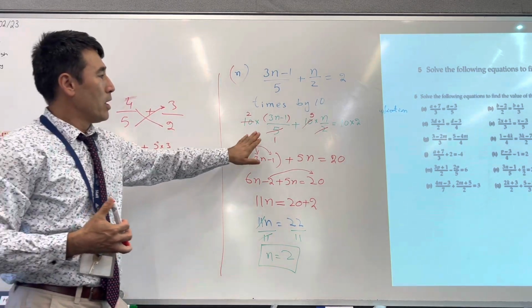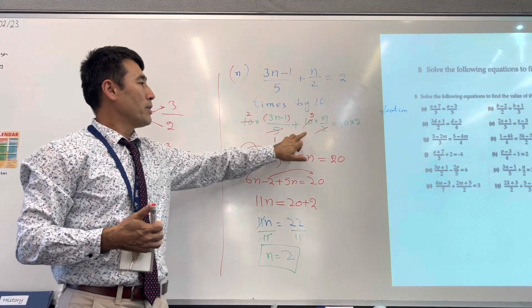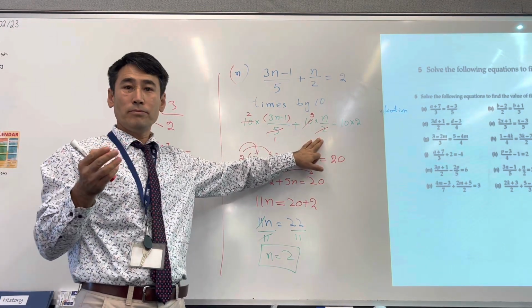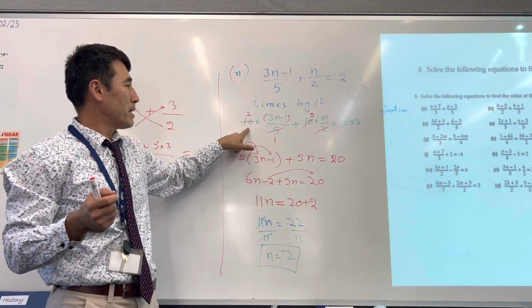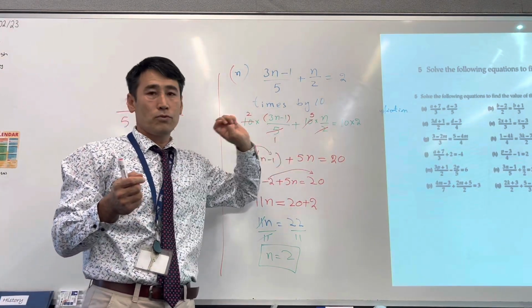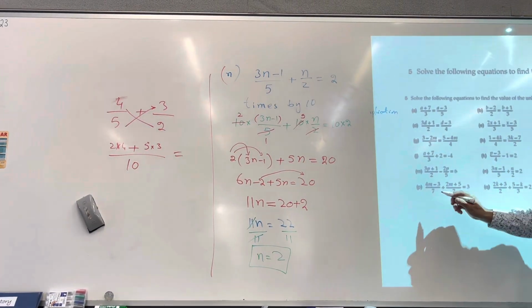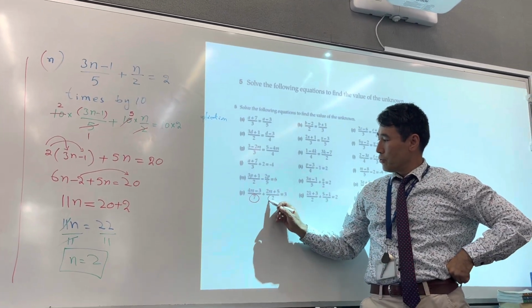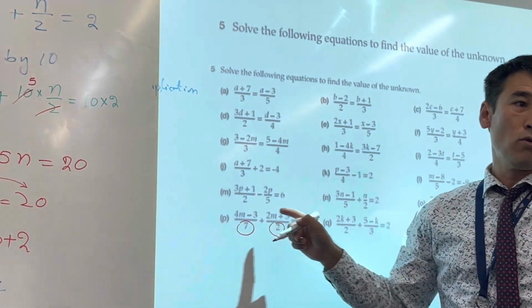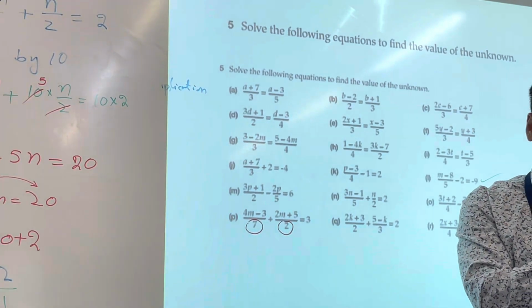Otherwise, you need to find a number, the way I did here. 5 and 2: you need to think of a number that you times the whole equation by, so we can get rid of this 5 and 2. Now look at this one, guys. 7 and 2. By which number should I times this whole equation? 14. Thank you. 14.